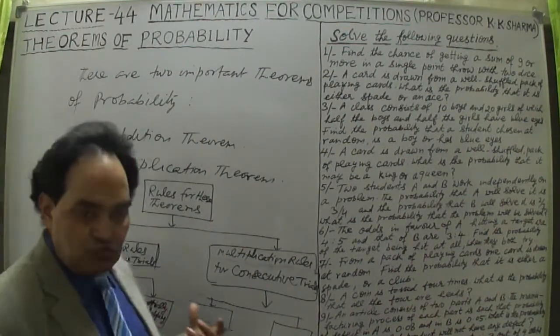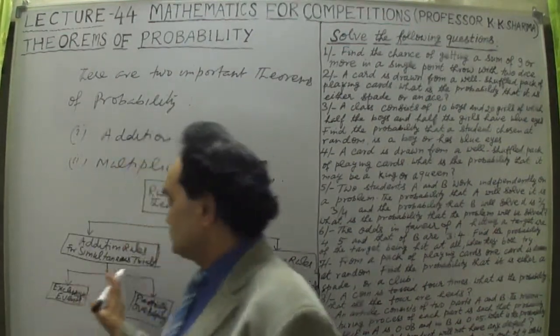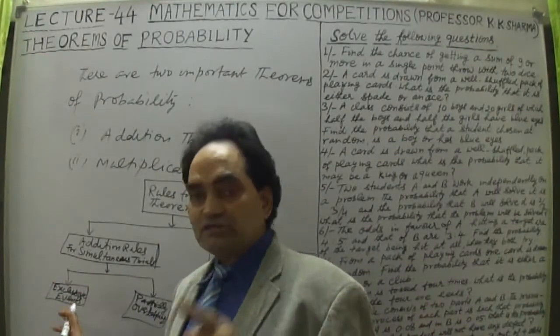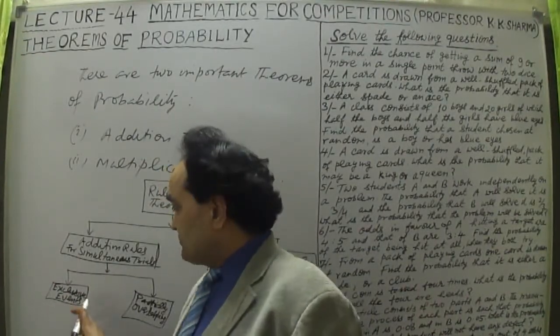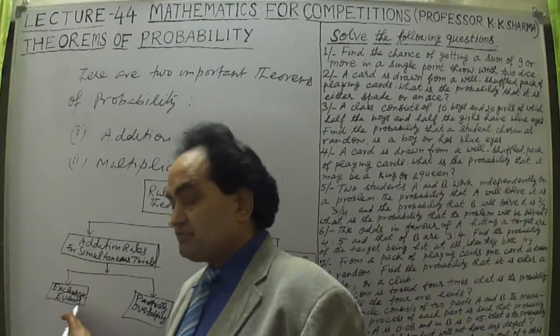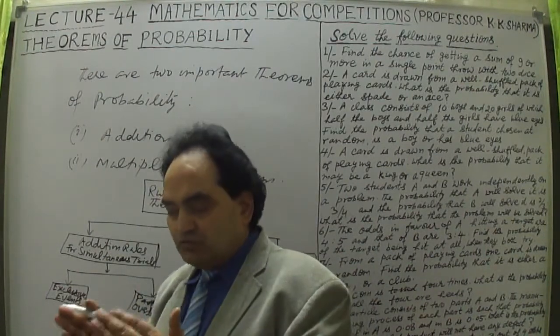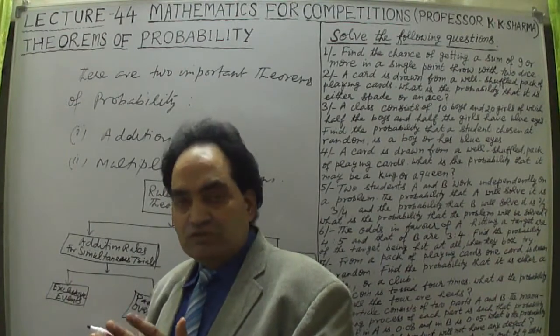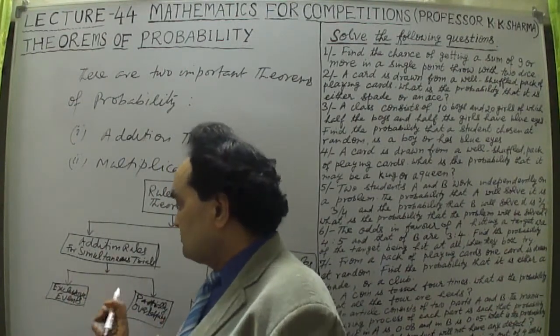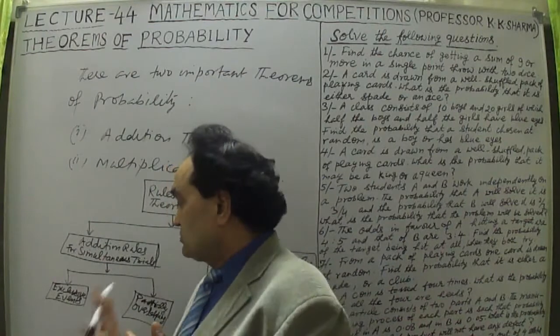So there are two types of addition rules: for mutually exclusive events, and for partially overlapping events. So there are two types of addition theorems. The addition theorem is applied for two types of events or trials. Which are those two types?